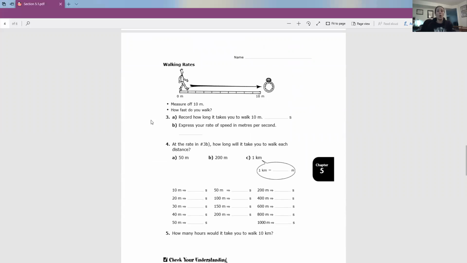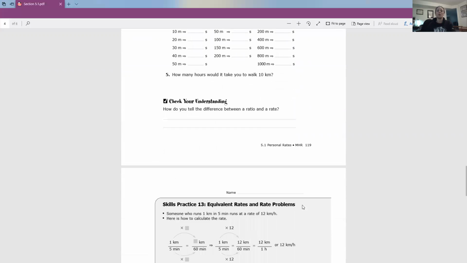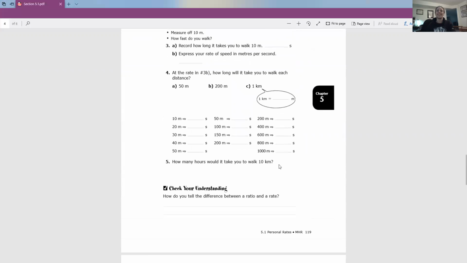You are going to be looking at walking rates, so you're going to have to go for a walk today and do your best to answer the bottom ones. Okay, don't worry about the skills practice at the bottom. We can do that another time.